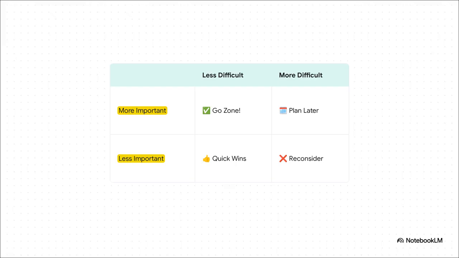By plotting the average importance and difficulty ratings for each statement, or even each cluster, we get this awesome 4-quadrant grid. And that top left quadrant, that's the go zone. These are the ideas that are highly important but also relatively easy to implement. This is your starting line.